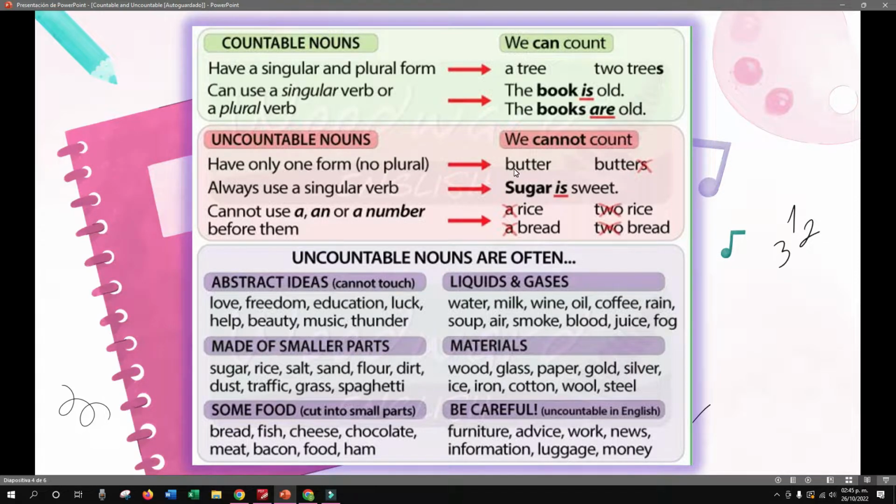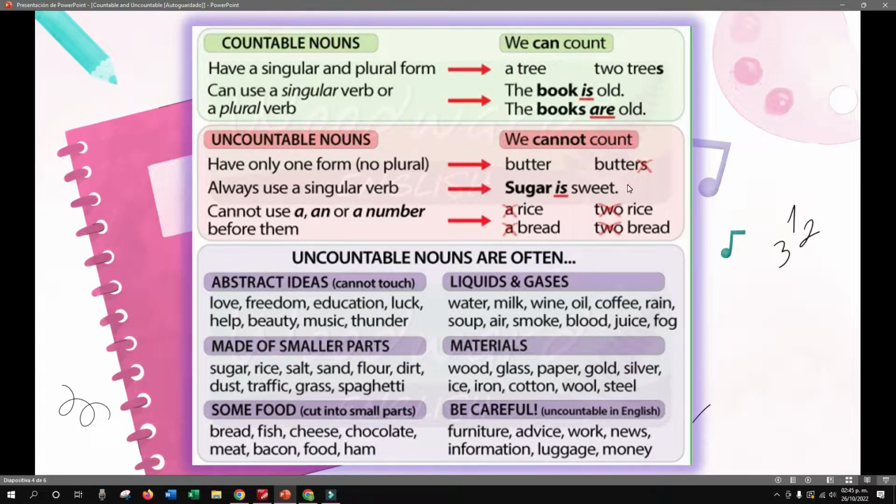For example, butter. This is the singular form, right? And then also you have butters. Is it correct? No. Because butter is an uncountable noun. So you cannot write an S. You cannot count butter, right? So this is incorrect. You just need to use only the singular form because this is an uncountable noun. Always use a singular verb also.